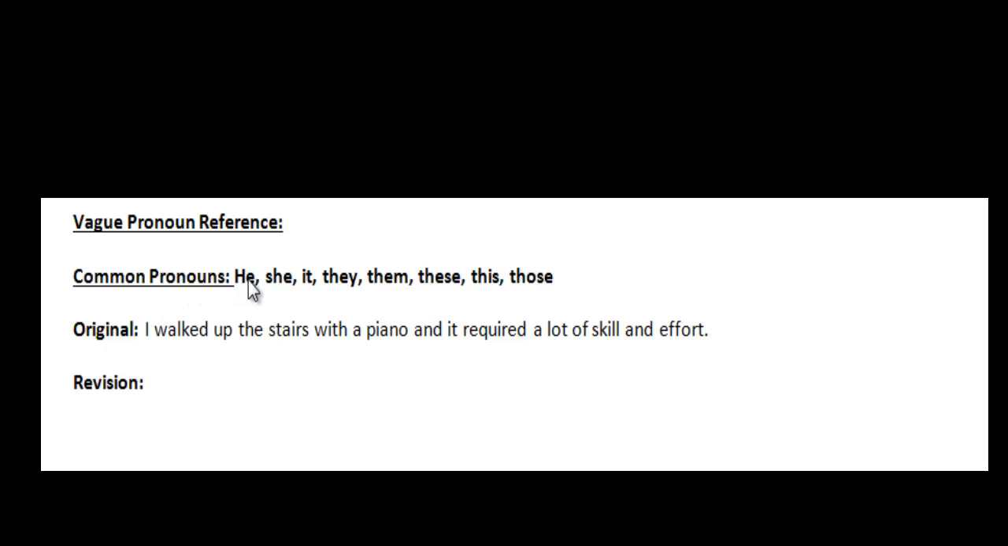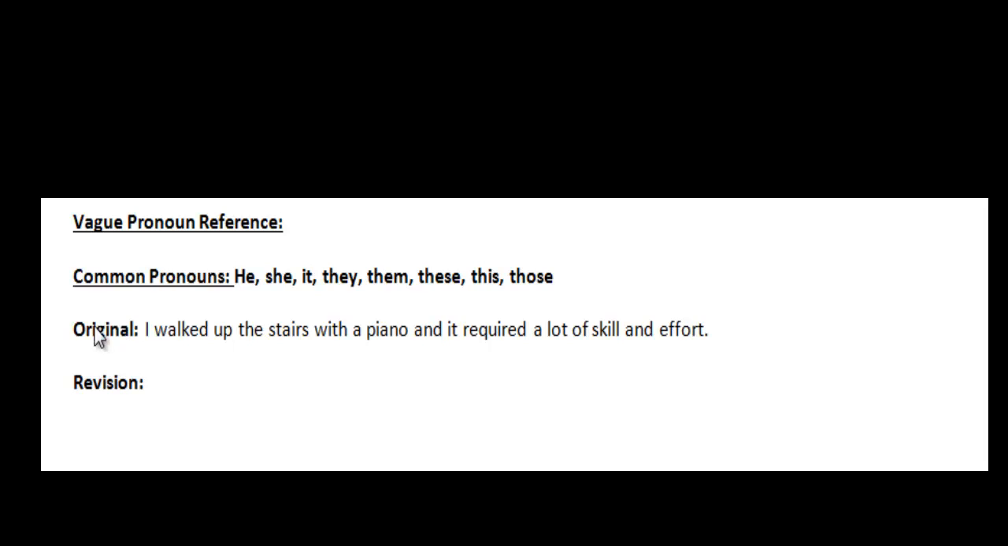So here are some common pronouns that are often used vaguely in sentences. He, she, it, they, them, these, this, those. There are maybe not hundreds, but there are dozens of other pronouns, but we're not going to focus on those right now because they don't tend to get abused as much as these poor guys.